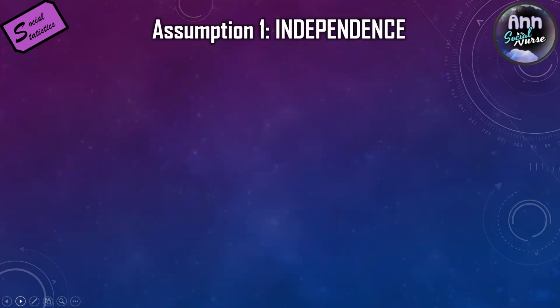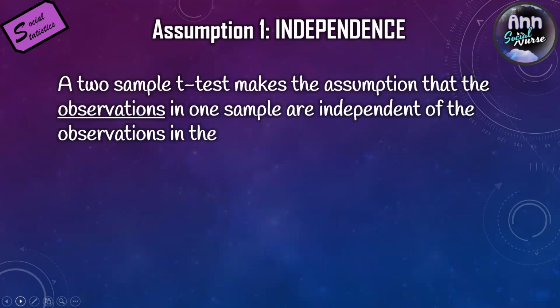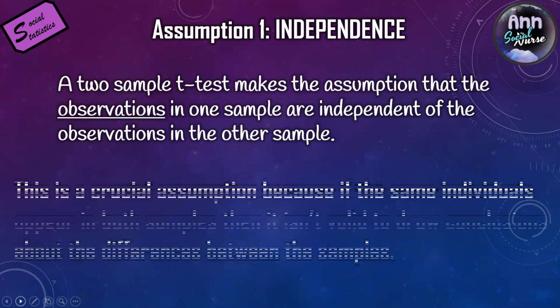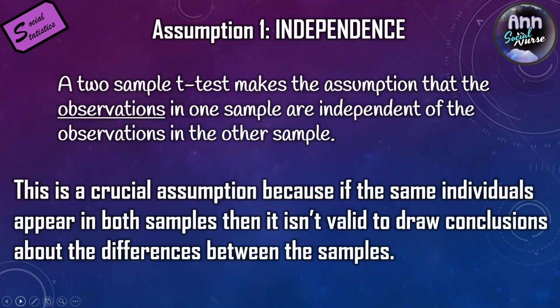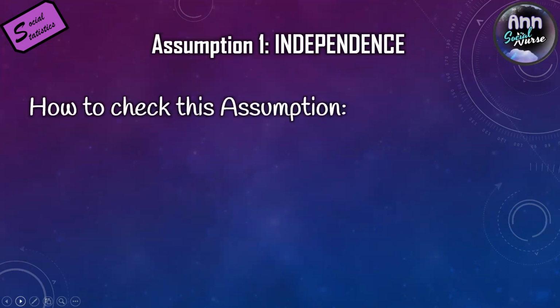Now, the first assumption on independence. So in detail now, we are going to discuss this. So in here, the two-sample t-test makes the assumption that the observations in one sample are independent of the observations in the other sample. This is a crucial assumption because if the same samples appear in both samples or the same individuals, then it isn't valid to draw conclusions about the differences between the samples because you're comparing the two same people. So how to check this assumption?